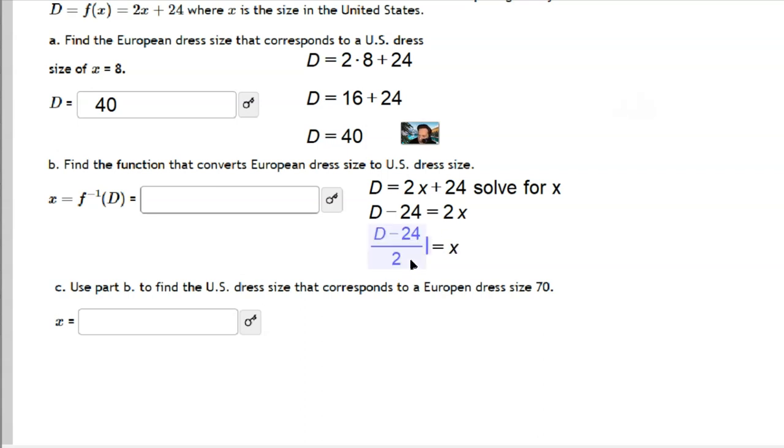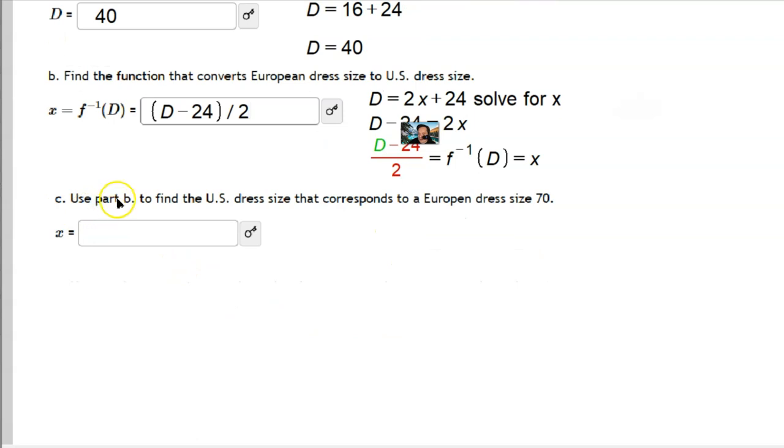But notice that in this expression now, d is the independent variable right there, the European dress size. So we can say x, or if you like, as an intermediate step, you can say f inverse of d, because d is the independent variable. You got that? So now this tells you the relationship between d and x. You're given a value of d, and using that you can find the value of x. So here, in other words, you would just put something like d minus 24 divided by 2.